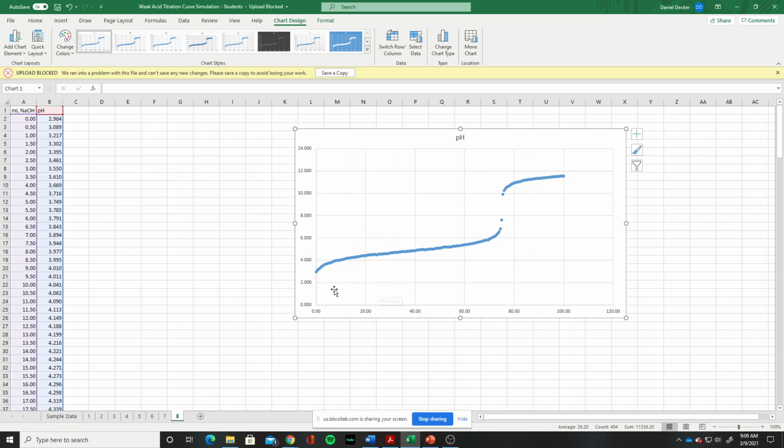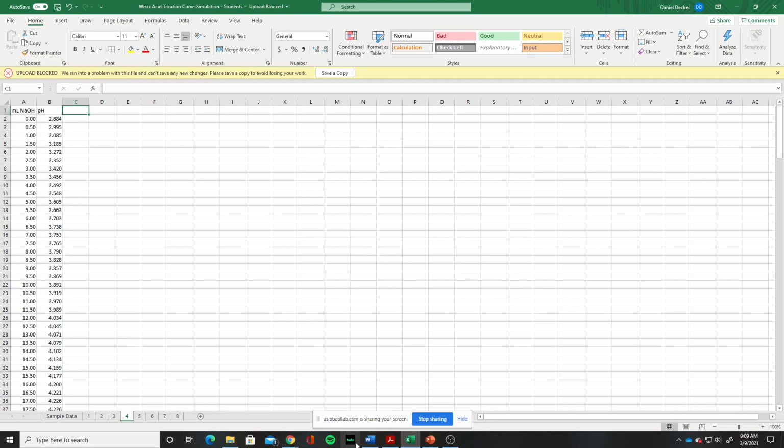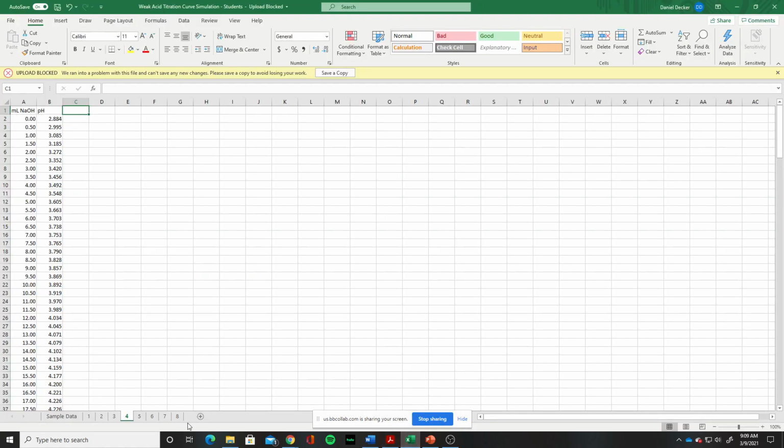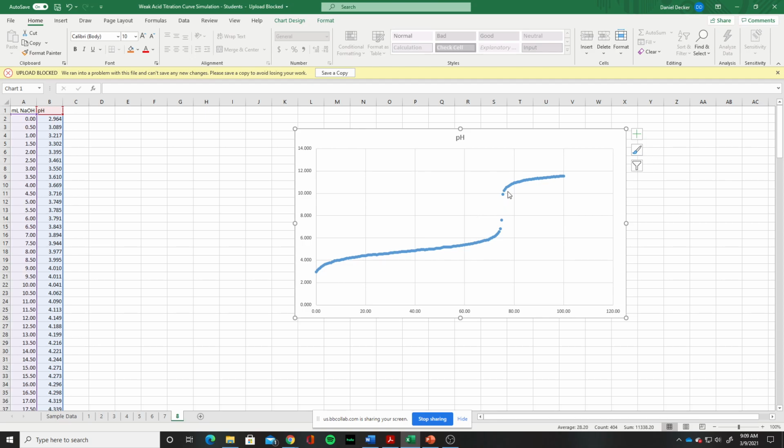So that is the data plotted. And so you would just do the same thing for the other one as well. Okay, so then there's a few things that it wants you to do here. It says plot the data with smooth lines, no markers, and so we would actually change that because I plotted that without smooth lines. But that's fairly easy to change.